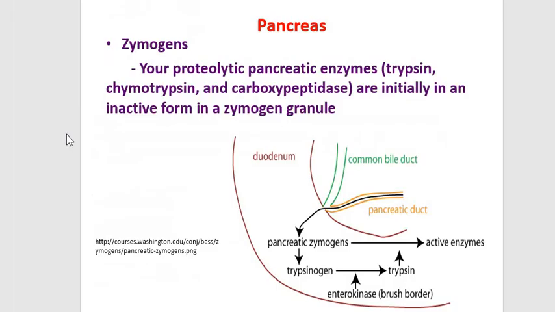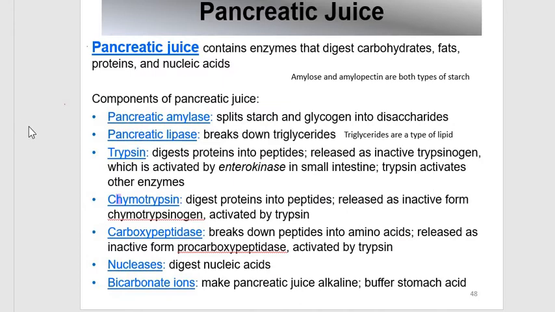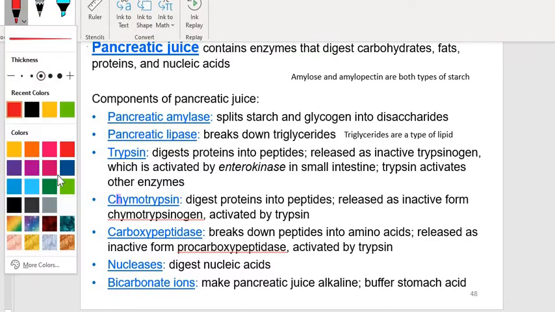So looking at everything that's in that pancreatic juice, you can see all these things listed here. There are tons of things in this pancreatic juice, right? So I mentioned that there are enzymes here, right? Well, there are a lot of enzymes here.